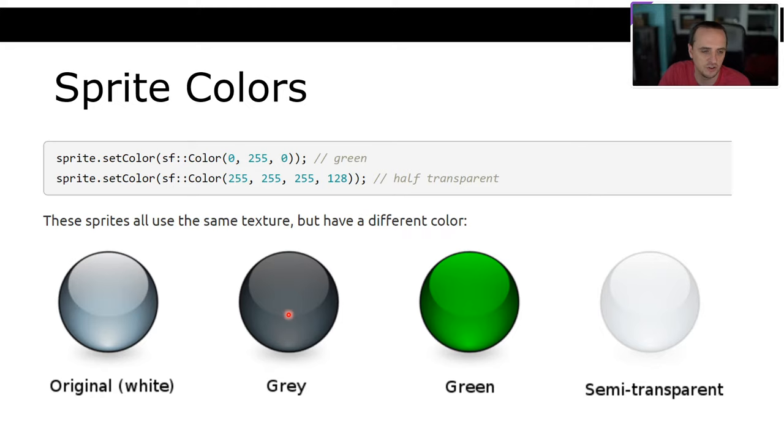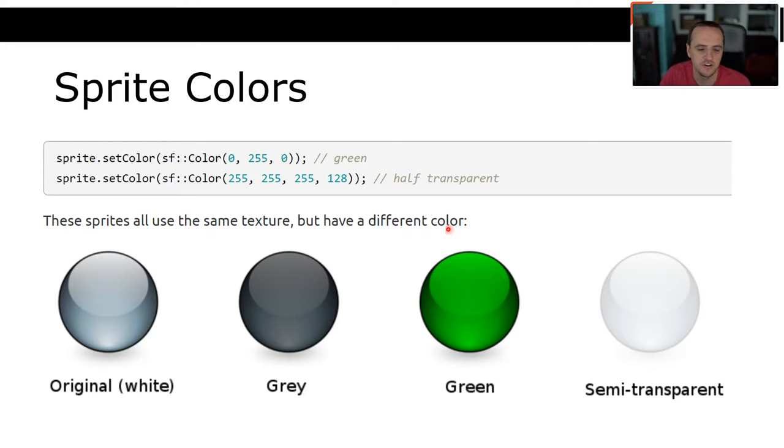If we set it to gray or darker, then we would darken the sprite. And if we, for example, set that sprite's color to 255, 255, 255, so RGB white, and we set its alpha channel to half, then that sprite would now be half transparent. So if you wanted to have a sprite and draw it in a transparent manner, then all you have to do is set the SF color of the sprite equal to half transparent white.